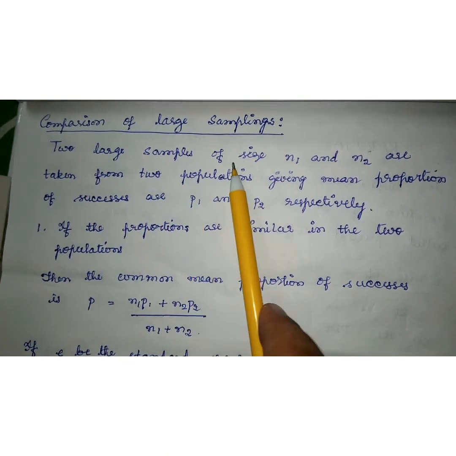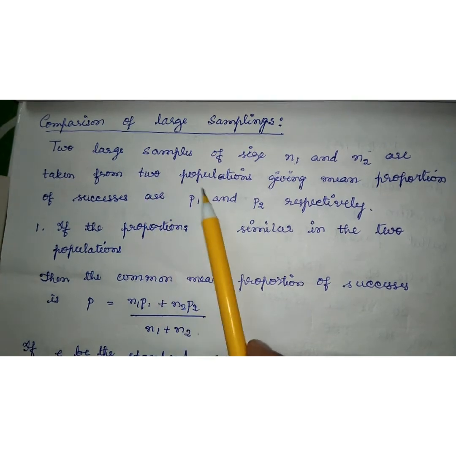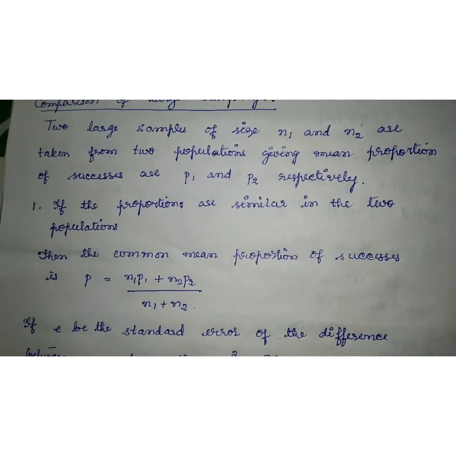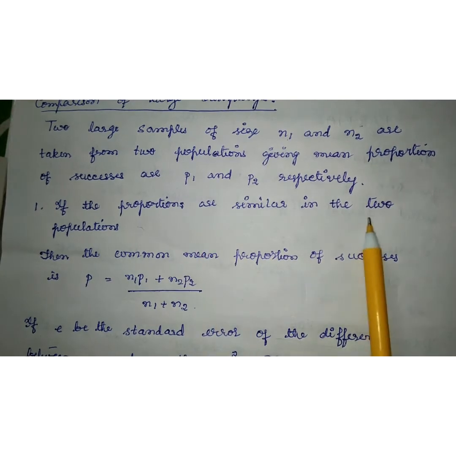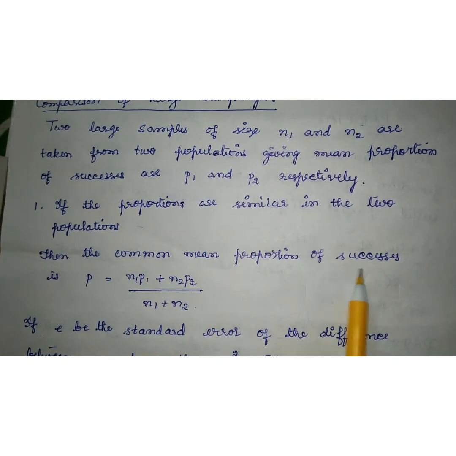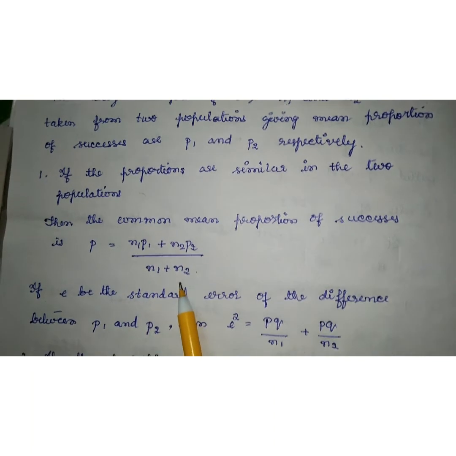Hi friends, today we'll be discussing comparison of large samples. Two large samples of size n1 and n2 are taken from the two populations, giving proportions of success p1 and p2 respectively. If the proportions are similar in the two populations, then the common proportion of success is P equal to (n1 p1 plus n2 p2) by (n1 plus n2).